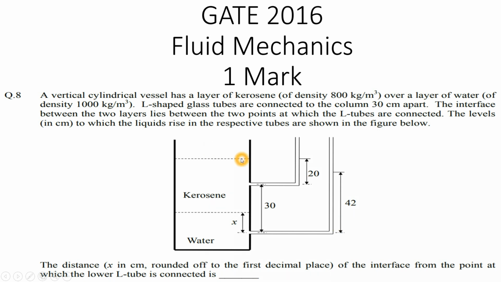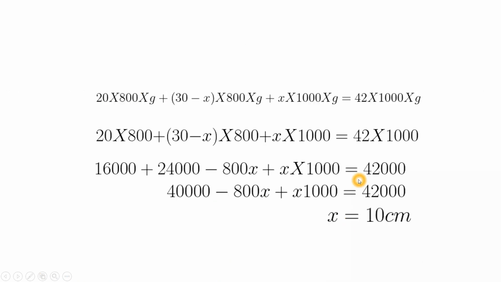This complete pressure will be balanced by this water column, right? So you can see here g to g will be cancelled out from here. And after solving it, you get x is equal to 10 centimeter. This is the final answer.